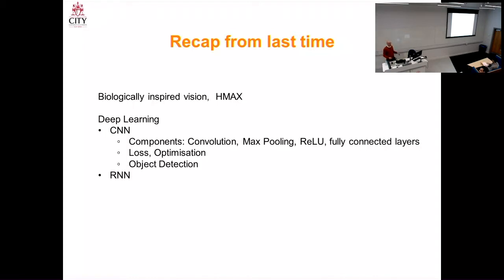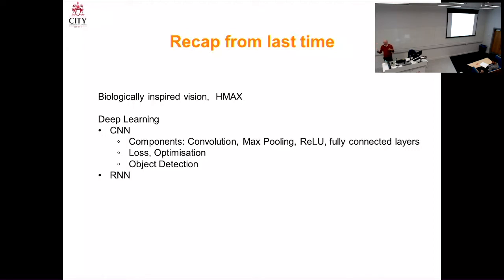Last time you learned about biologically inspired computer vision. And in fact, you learned about how the eye works and processes data, and that naturally led to the HMAX algorithm, which is a very nice approach for image classification and understanding. Following on from that, you learned about deep learning, which is a very popular topic right now in computer vision. And basically in deep learning, you have different Legos, you can think of them. You've got things like convolution, max pooling, ReLU, fully connected layers, etc.